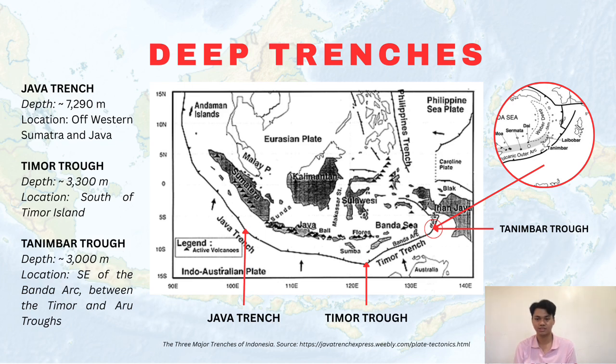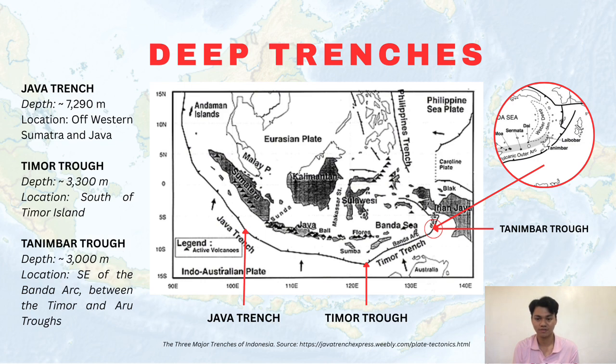The Java Trench is formed as the Indo-Australian Plate subducts beneath the Eurasian Plate. It is located about 305 kilometers off the southwestern coast of the islands of Sumatra and Java, and has a depth of approximately 7,290 meters, making it one of the deepest trenches in the world.